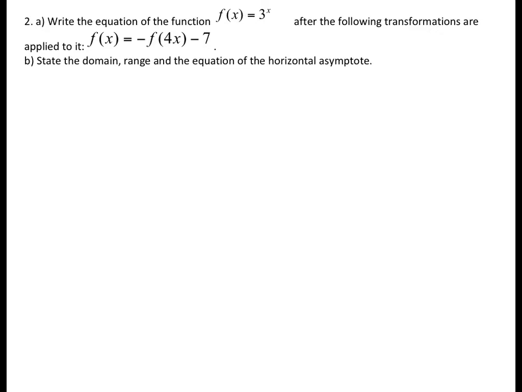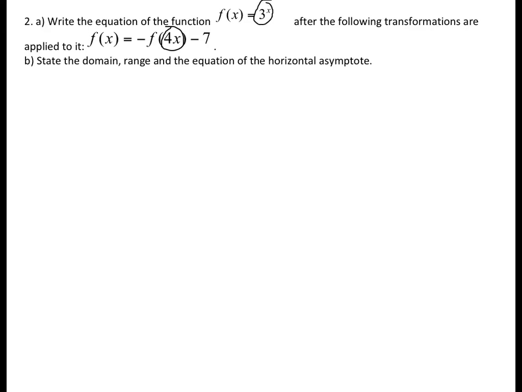Okay, the next question. You have been given the equation of the base function 3 exponent x, and you're supposed to perform the following transformation: g of x is equal to negative f of 4x minus 7. Then after this, you have to state the domain, range, and equation of the horizontal asymptote. Now the transformation is given as negative f of 4x minus 7. So this means substitute 4x instead of x in this equation, and then subtract 7 from it.